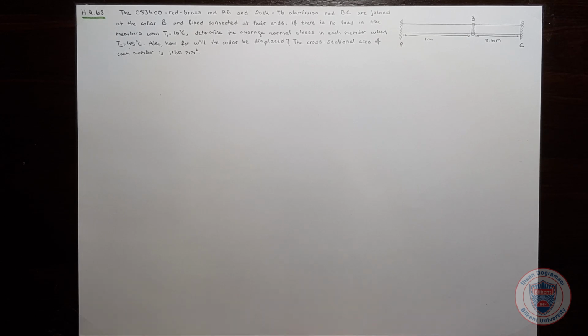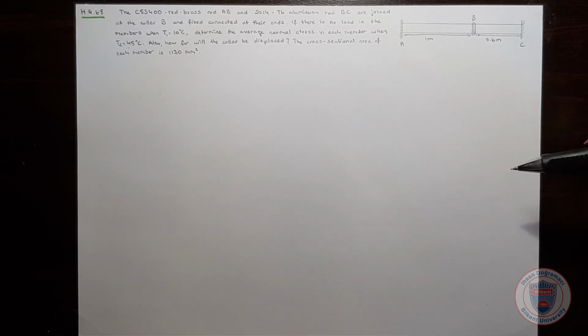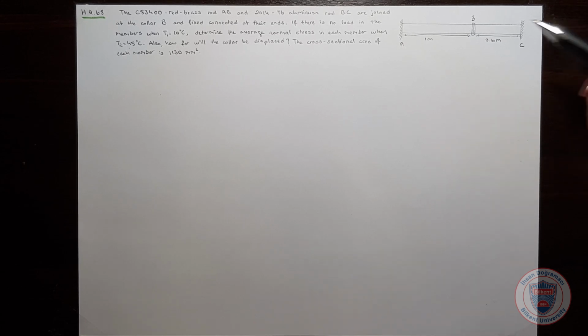Our goal is to determine the average normal stress in each member when the temperature is 45 degrees. Furthermore, we would like to find how far the collar B will be displaced. Let's start with the material constants. You can find these material properties in your book.